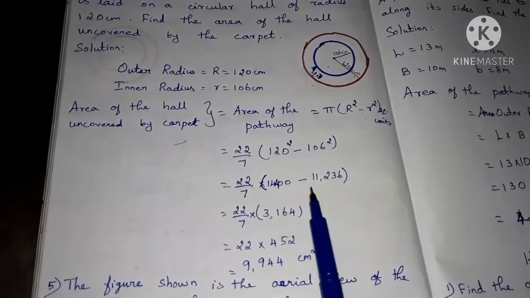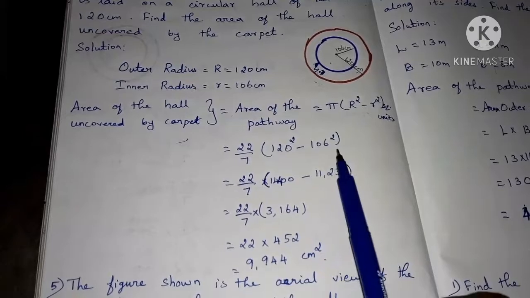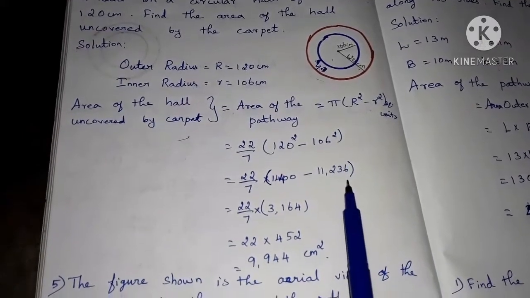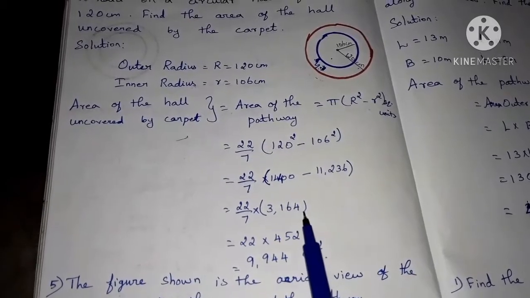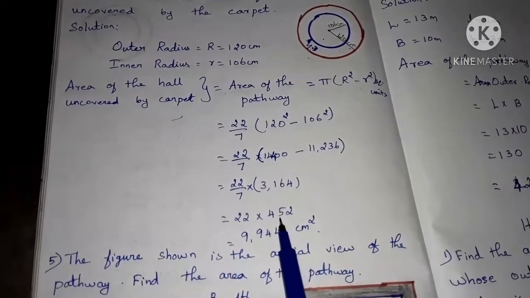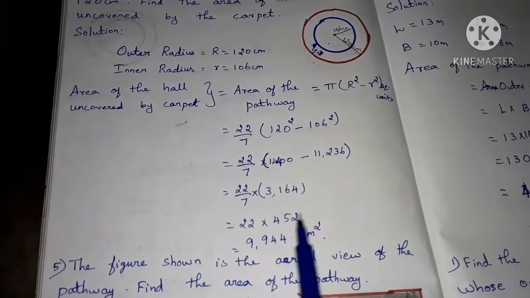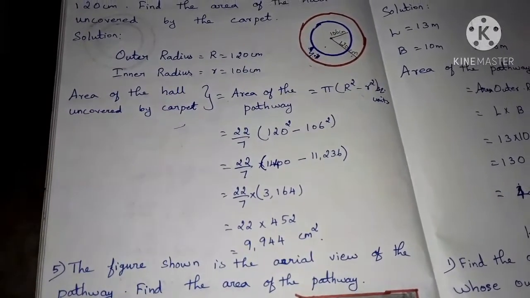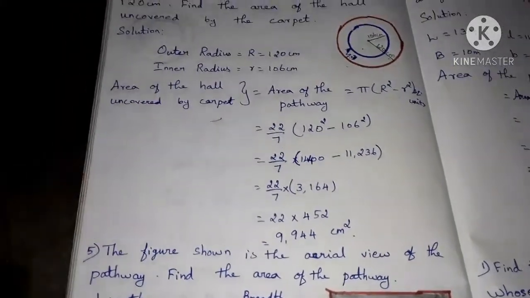120 squared is 14,400 minus 106 square, which is 11,236. If we subtract, we get 3,164. So 22 by 7 into 3,164, we cancel, and we get 452 into 22. Multiplying, we get 9,944 centimeter square.